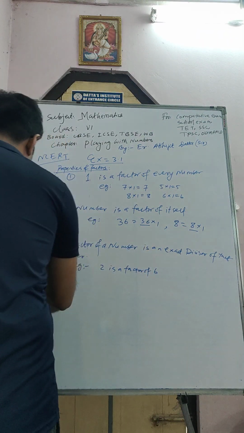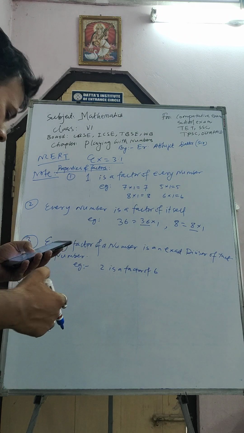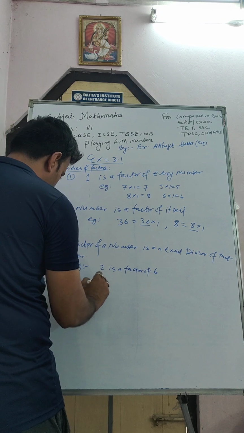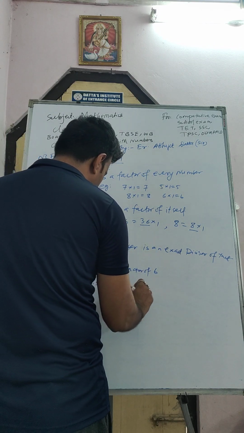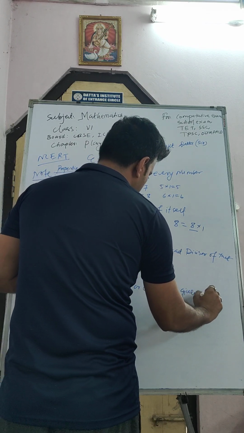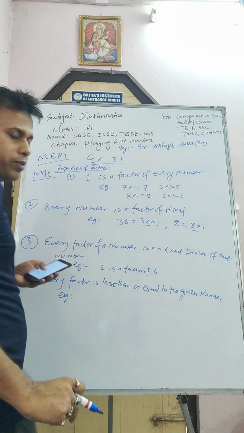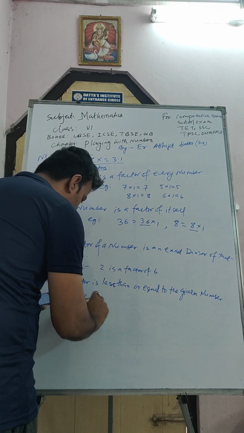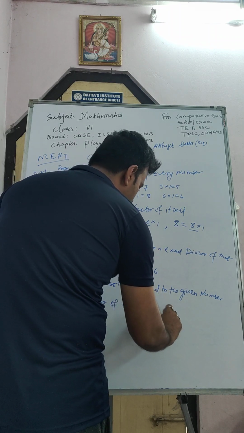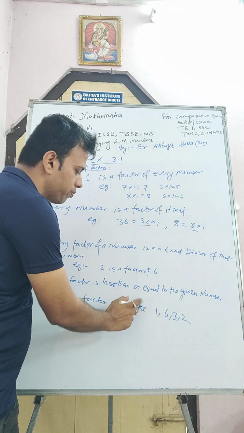Okay, fourth property. So what does the fourth property say, sir? Every factor is less than or equal to the given number. Okay, what does it mean, sir? Every factor is less than or equal to its given number. Suppose the factors of 6: 1, 6, 3, 2. So look here.